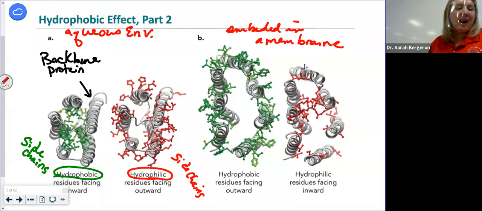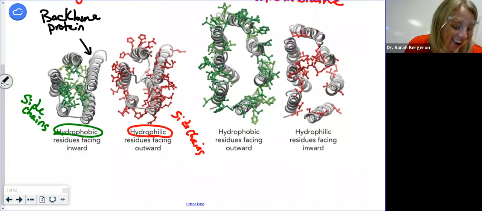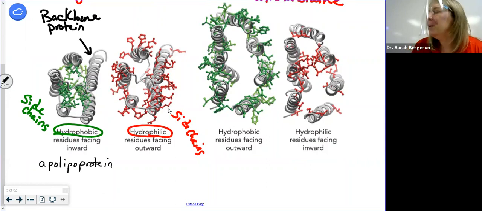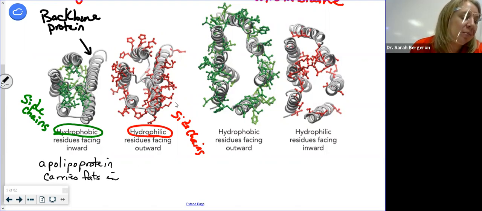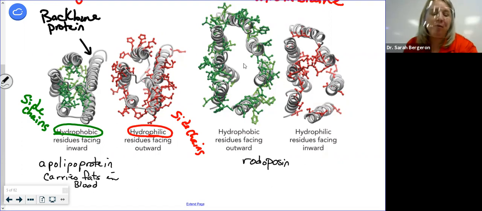Okay, so the first one, A, if you really want to know, do you really want to know? Yes, you do, right? A is called apolipoprotein. So apolipoprotein is one of those proteins that carries fats around in your bloodstream, right? Because you need certain things inside of all of the membranes of your cells and all that kind of stuff. And so this carries fats in the bloodstream. So the bloodstream is basically what? Aqueous. Blood is basically aqueous. So you want to have something where your hydrophobic residues are facing inward, okay? This one is rhodopsin. Rhodopsin is a transmembrane protein.